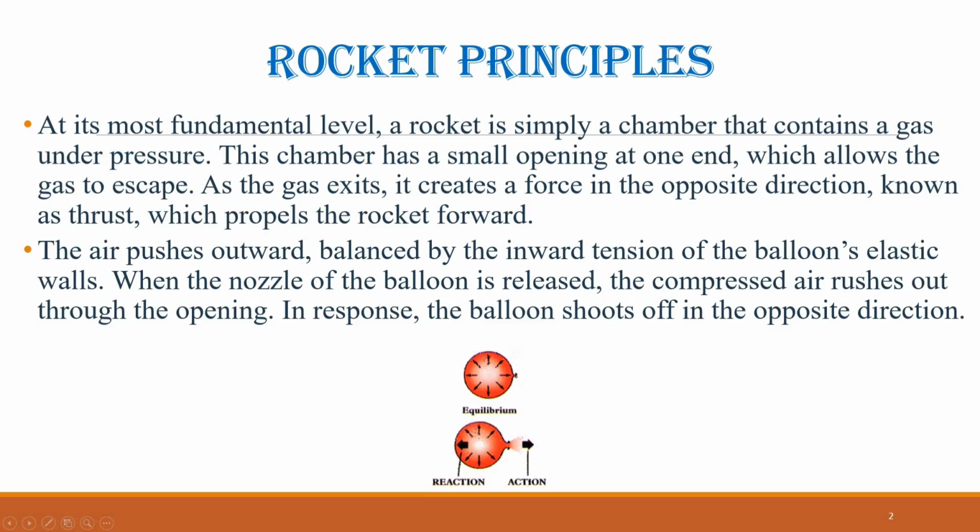Although rockets are often associated with massive vehicles that carry satellites into orbit or send spacecraft to the moon and other planets, the basic principles are the same as those demonstrated by a balloon. The key difference lies in how the pressurized gas is generated. While a balloon relies on compressed air, space rockets produce gas through the combustion of propellants. These propellants can exist in solid, liquid, or hybrid forms, and their chemical reactions generate the high-speed gases necessary to produce thrust.